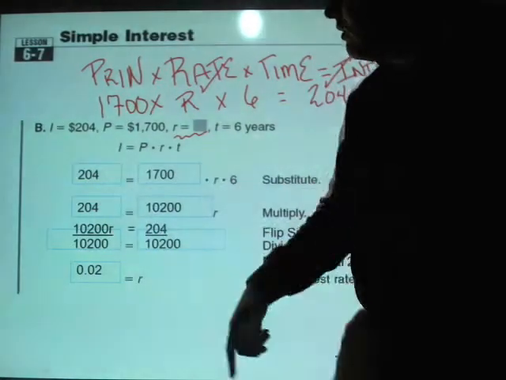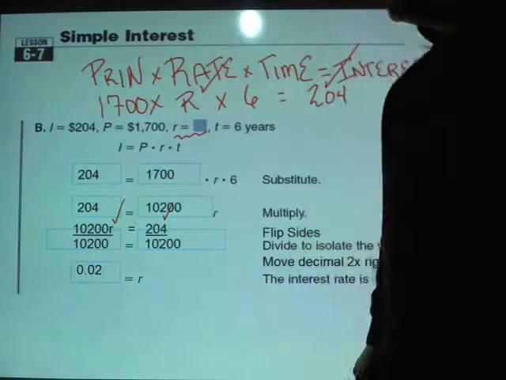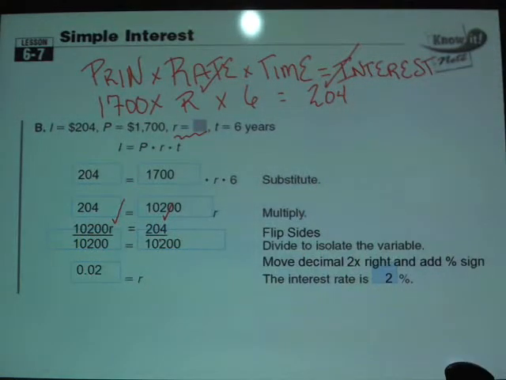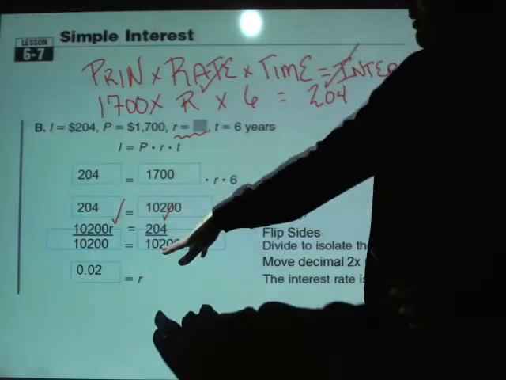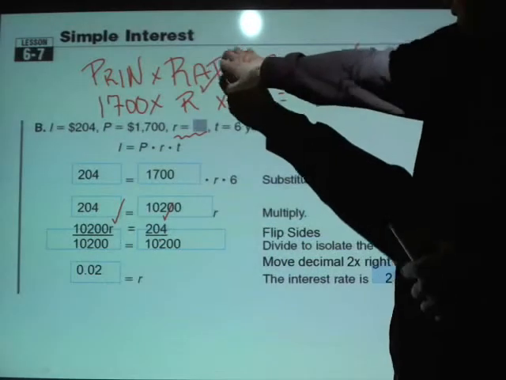Solve the equation now. Well, variable on the left again, number on the right, so we're going to move 10,200. Move 10,200 by doing the opposite. That's always the way we move something to the other side of the equal sign. So I'm dividing both sides by 10,200 now, and when I do that, I get 0.02 for R. Now, let's go back here because we've got one last thing to do.